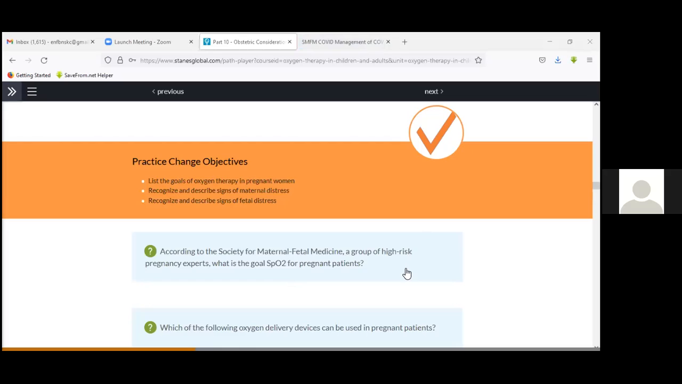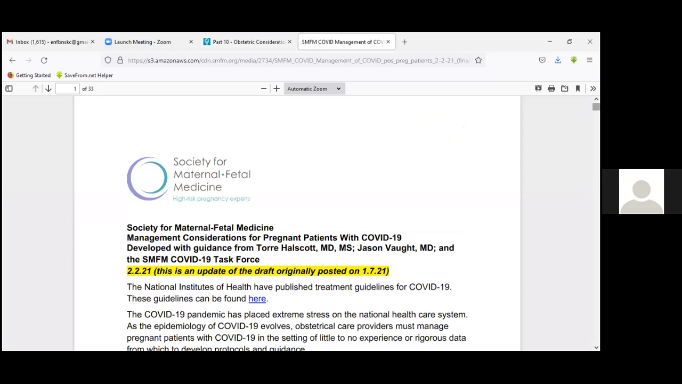Okay, the answers are coming. Someone says greater than 90, another one minimum of 95%. Okay, not less than 95%. Okay, 95%. Minimum of 93. Okay, somebody said greater than 94%. Okay, thank you for the answers. Yes, there is a resource material attached with this, and based on it, the goal SpO2 for pregnant patients is greater than or equal to 94%.